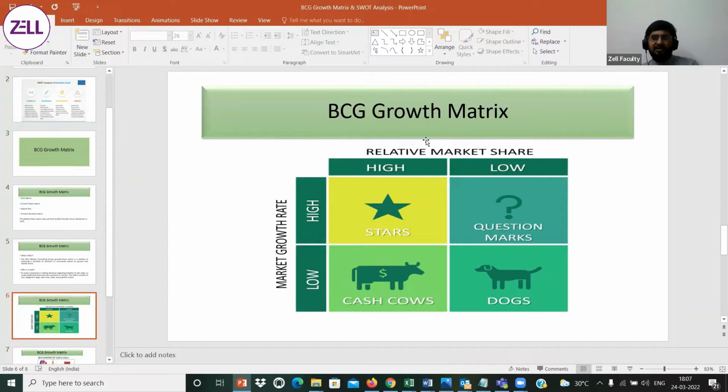Fourth is the question mark. Now, these are called problem children. Why the term problem children? Now, what happens if you look into the matrix? The market growth rate is quite high, but our market share is low. This means the child has the potential to do well, but it may or may not do well. That is why there is a big question mark, and these are also termed as problem children for the parent company.